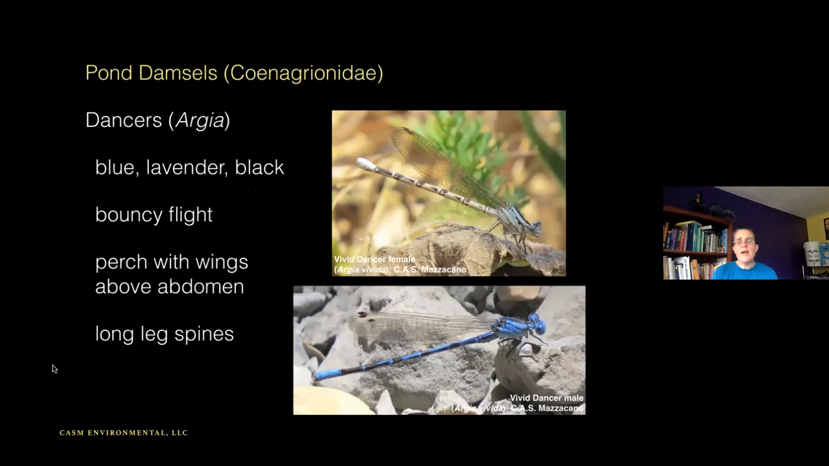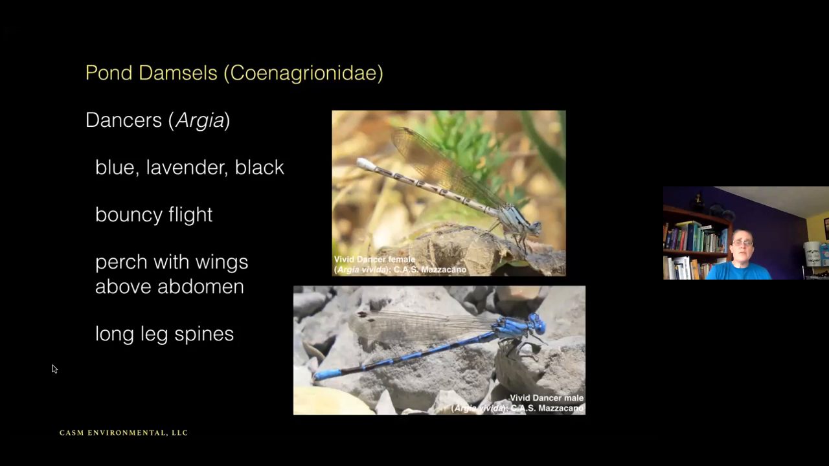And, you know, all dragon and damselflies have spiny legs, but the spines on the legs of dancers are longer than the distance between each individual spine. So even in a photo, or if you're looking with binoculars, they're going to look kind of spiky and hairy. And when they perch, they do perch with their wings held together, but they're held sort of above the level of the abdomen. And you can see that here in both the male and female vivid dancers.